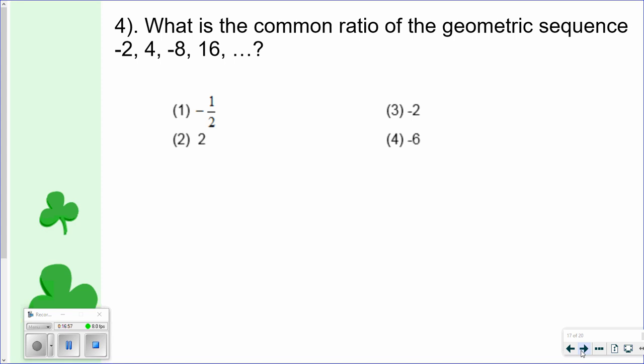So what is the common ratio of the geometric sequence? If I look, they're telling you it's geometric, so right away I can say, okay, what am I multiplying by? If I look here, I can say, oh, goes to 4, then -8, so I'm multiplying by -2 is correct.